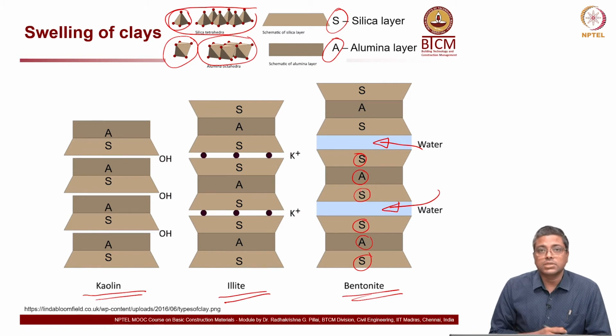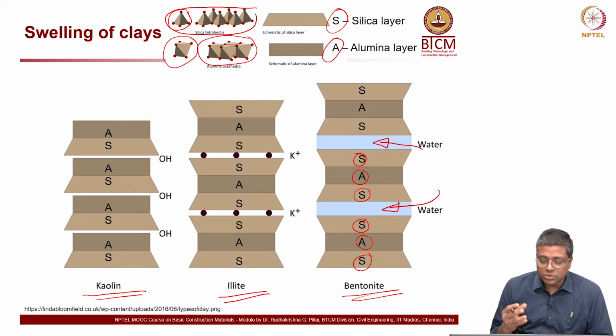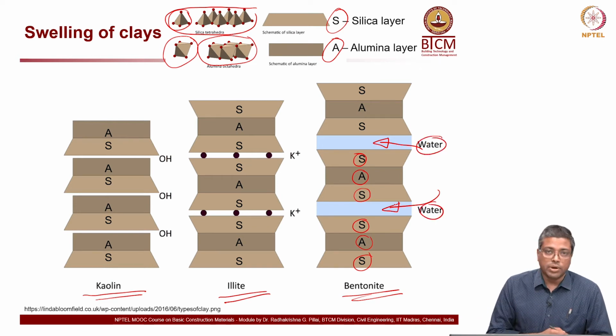So essentially you get a larger volume, and this is something which we have to avoid, especially when we talk about soil below a particular structure. So the idea is that the soil should be treated or prepared in such a way, or the material selection should be in such a way, that this kind of water absorption does not happen.